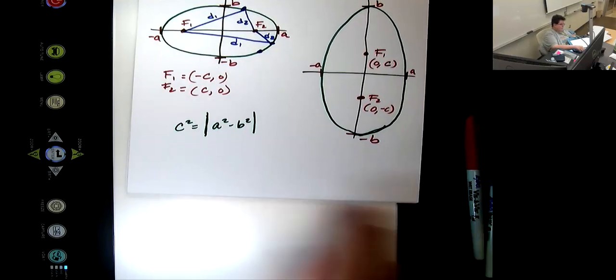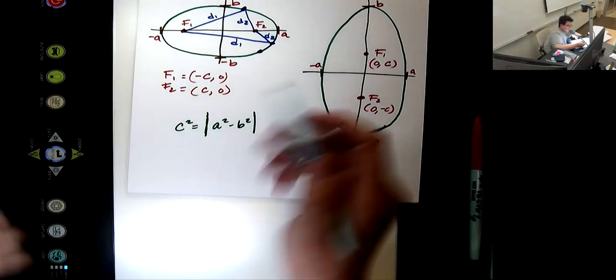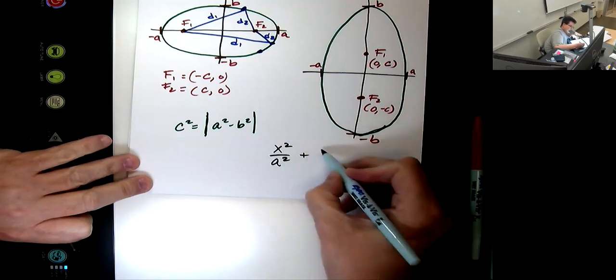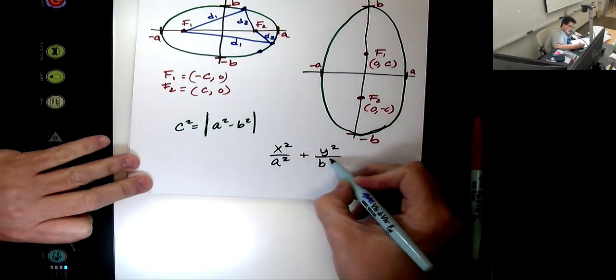And the general shape of all of these ellipses is x squared over a squared plus y squared over b squared equals 1.